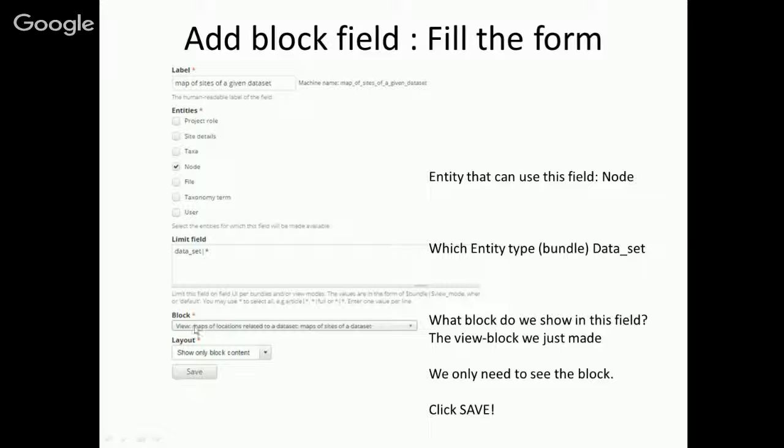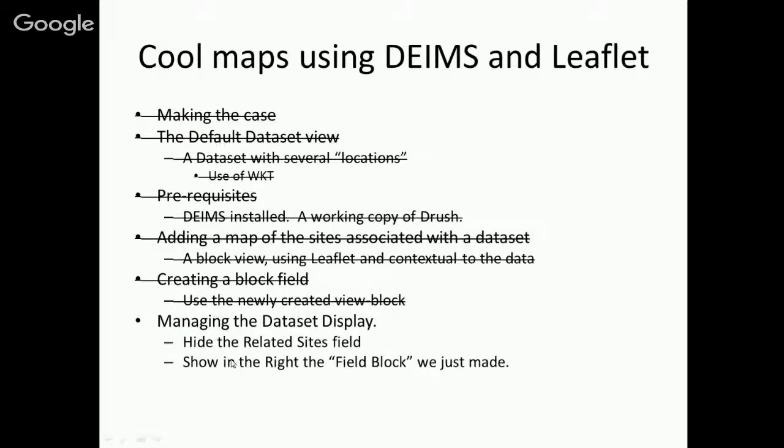I'm going to select the view that we just created. So as you can see, it is the view maps of locations related to a data set. We pick up that view, which is going to be shown in this block field. And last, I only need to see actually the block content and map. I don't need a title for this block. And then hit save, right? So we're already done with creating a block field.